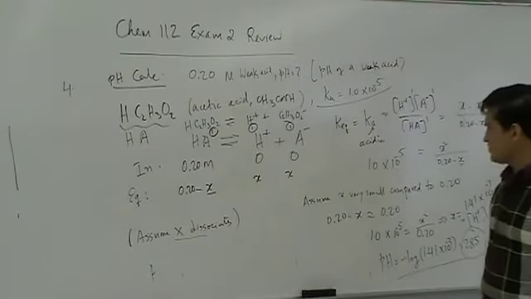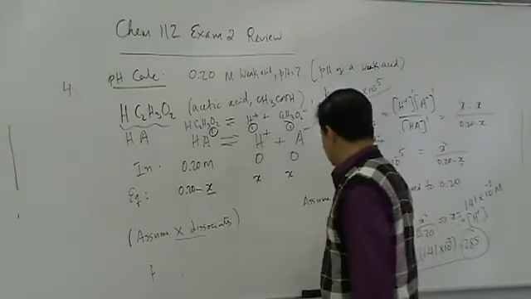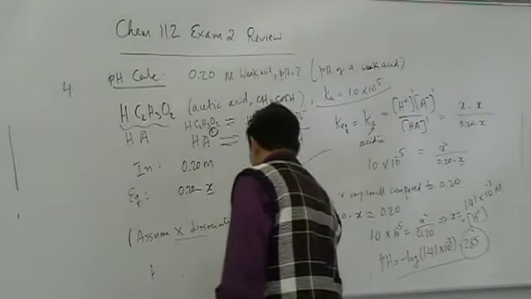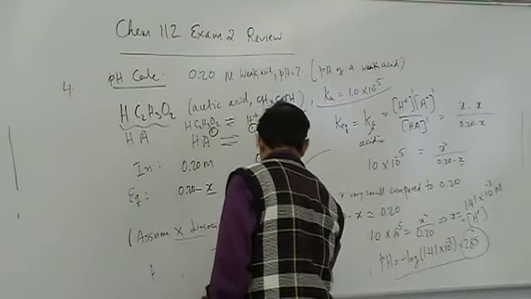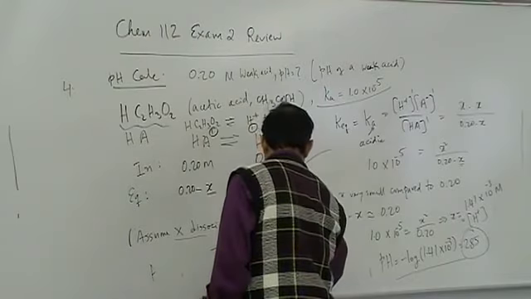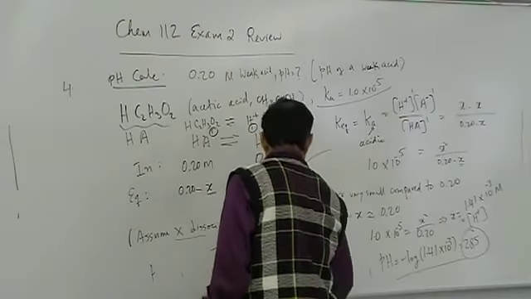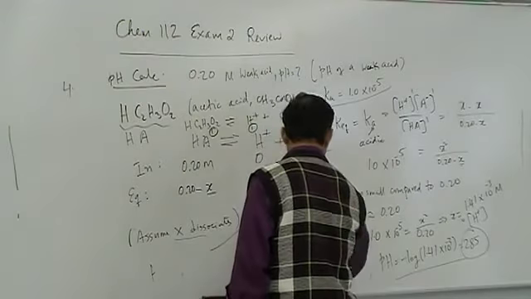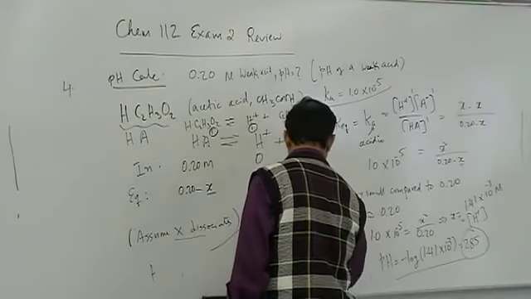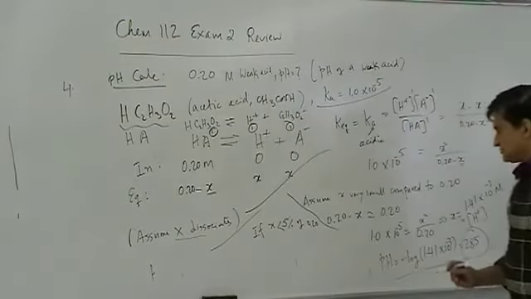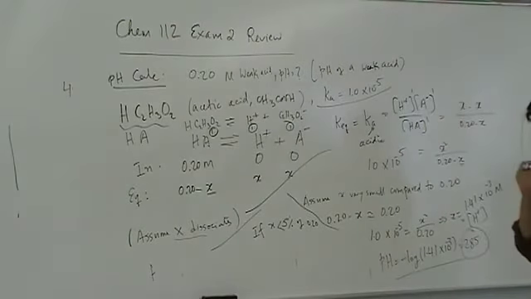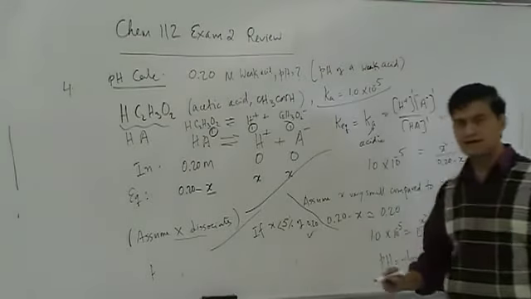Now the question is, how small is very small, and when is this assumption right? This is a good assumption if x is less than 5% of the value you subtracted from. 5% in this case, 5% of 0.20. And in this case, yes, it's less than that. So this is okay. I don't need to do quadratic.